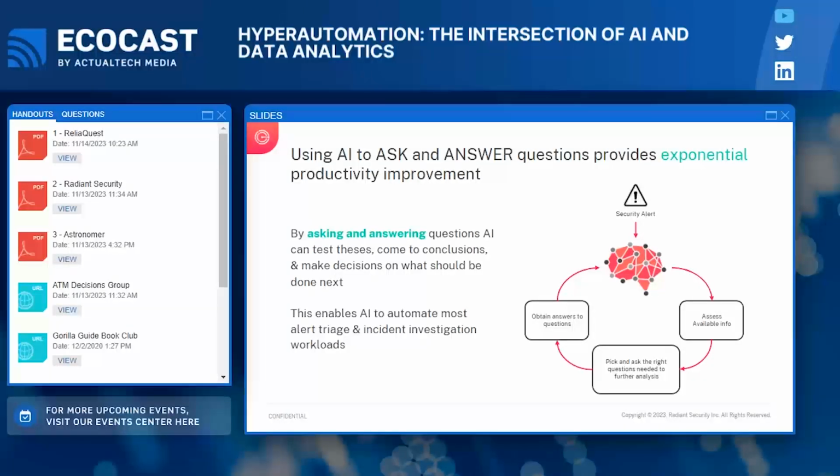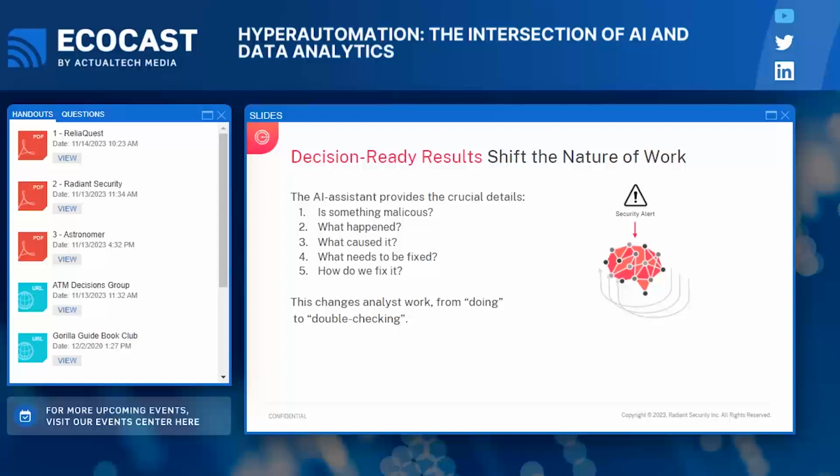In fact, it gets us a lot further. It gets us to a spot where analysts are provided with decision-ready results by the time they see an alert. So this shifts the entire nature of their work. If by the time my analyst looks at an alert, they already know: is this thing malicious or not? What happened? What caused it? What do I need to fix? And then how do I fix it? That means my job is now to validate those findings and then to automate the downstream work. And that is where you get true productivity increase.